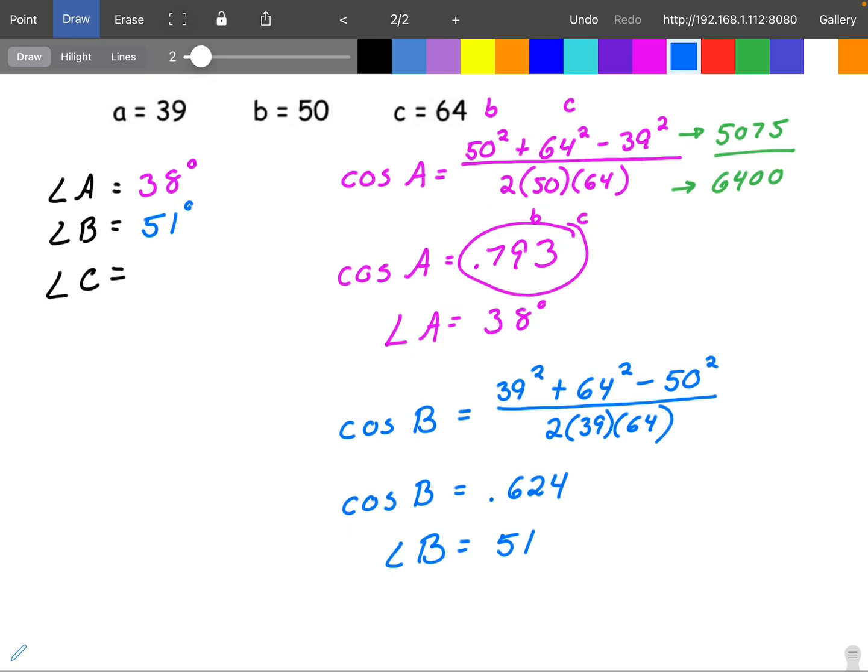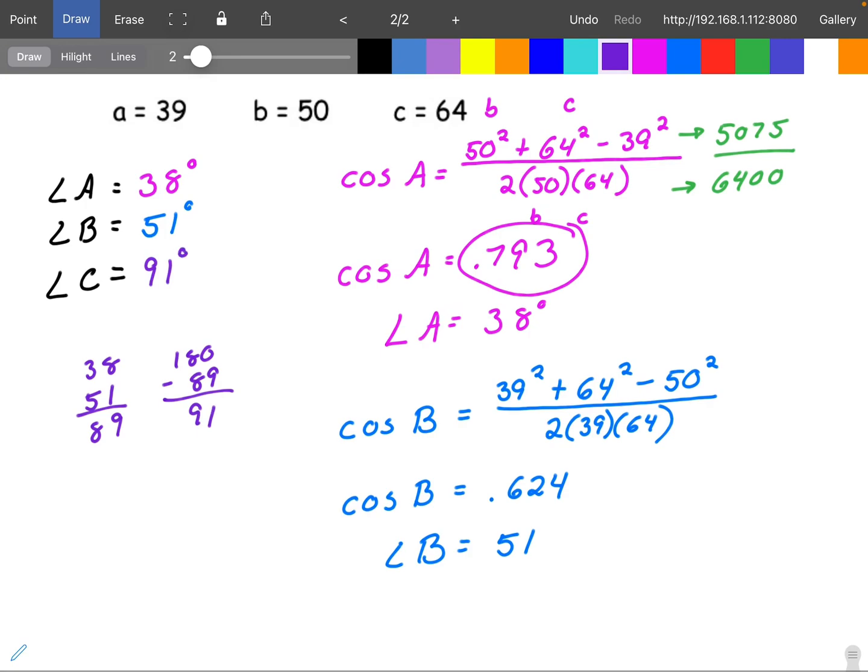Now since I know 2 of my angles, I can easily find the third by just adding them together and subtracting from 180. So 38 plus 51 gives me 89, and then 180 minus 89 gives me 91. So I know that angle C has to be 91 degrees.